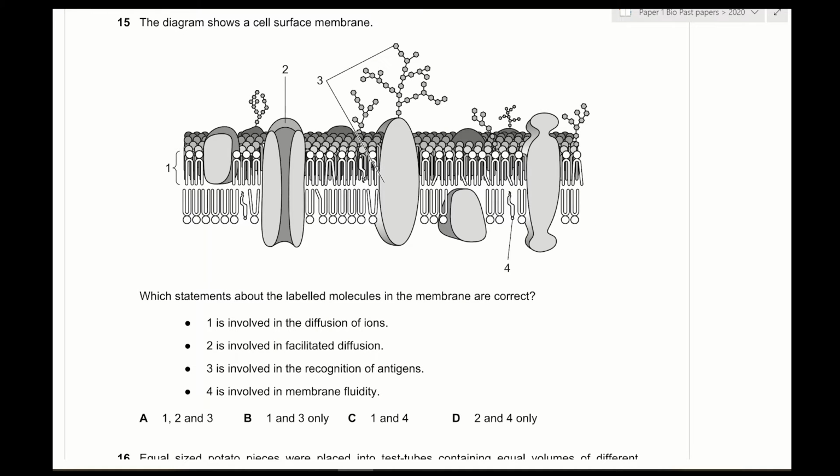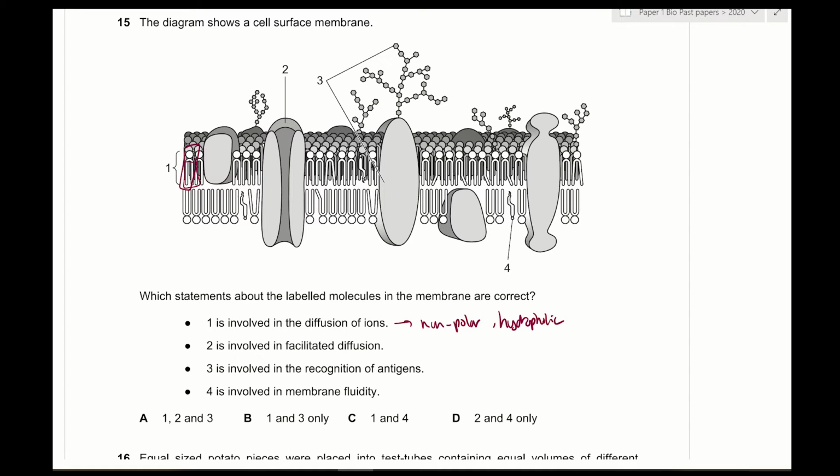Question number 15. The diagram shows a cell surface membrane. Which statements about the labeled molecules in the membrane are correct? 1 is involved in the diffusion of ions. As we could see, this is a phospholipid molecule. And as we all know, phospholipid molecules only allow the diffusion of nonpolar or hydrophobic molecules, because the fatty acid part is actually nonpolar. Now, what is involved in the diffusion of ions are actually either carrier proteins or channel proteins or both. So there must be a membrane protein involved in the diffusion of ions specifically.